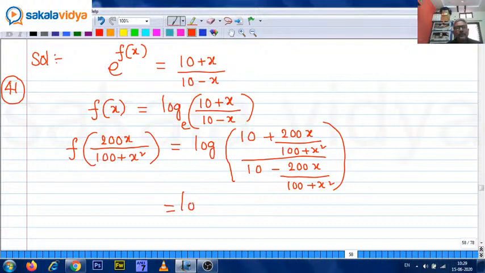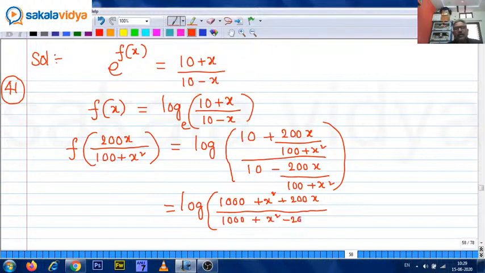This equals log of, we can write 100 into 10, 1000 plus x square plus 200x upon 100 plus x square. 100 plus x square cancel. 1000 plus x square minus 200x.